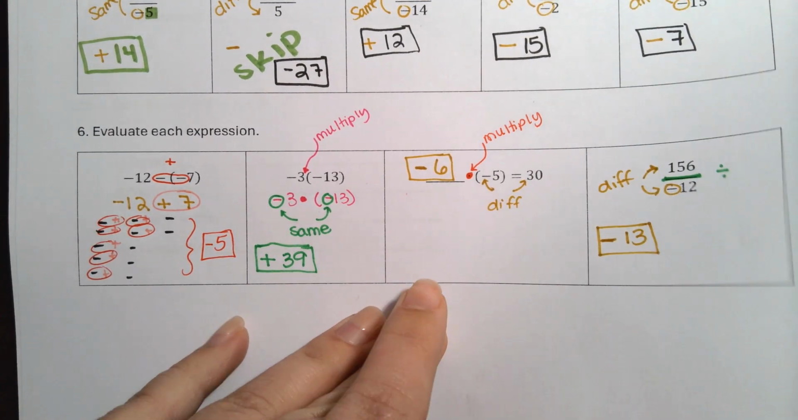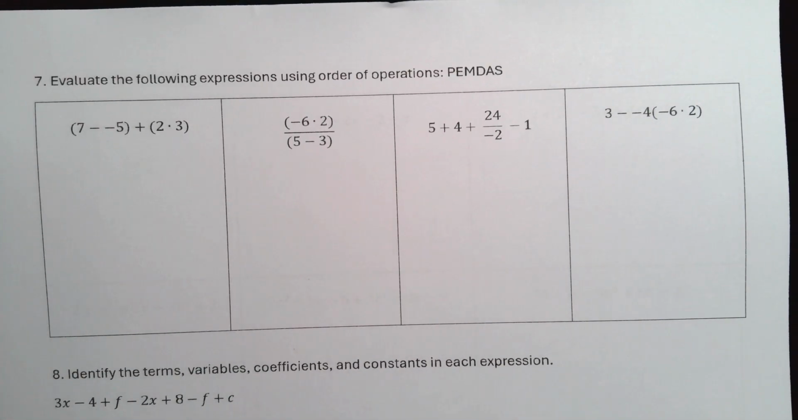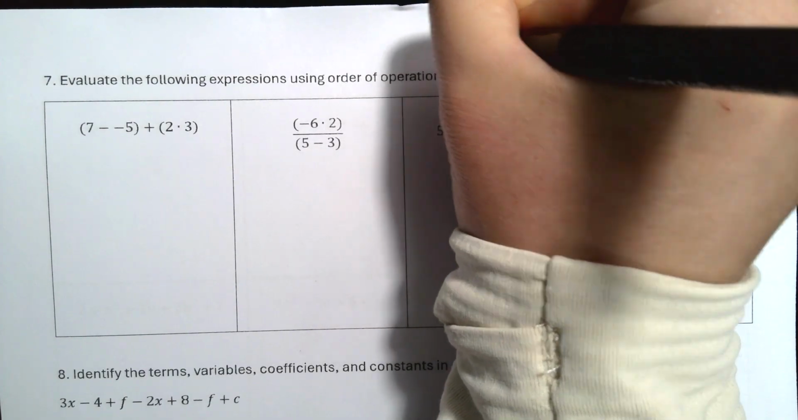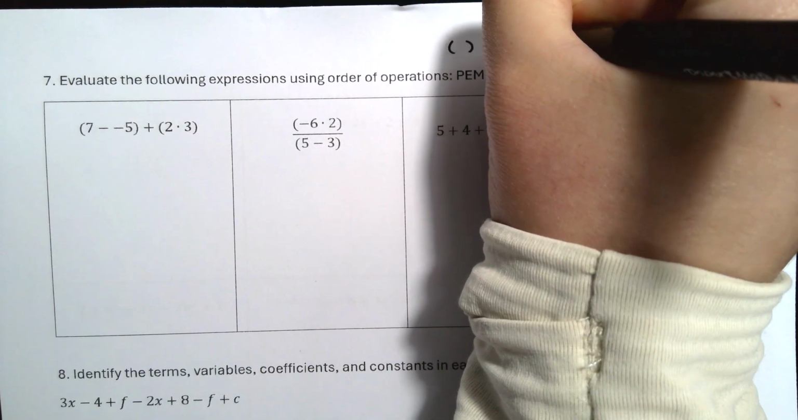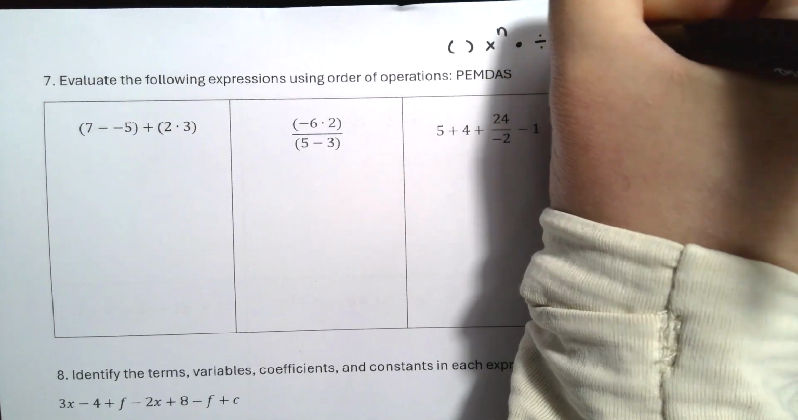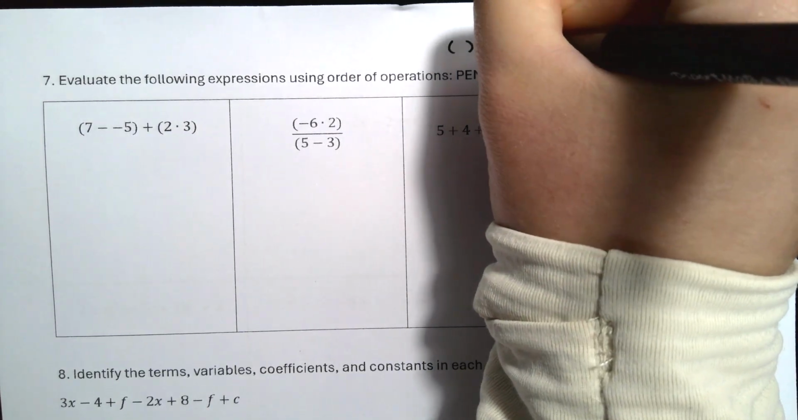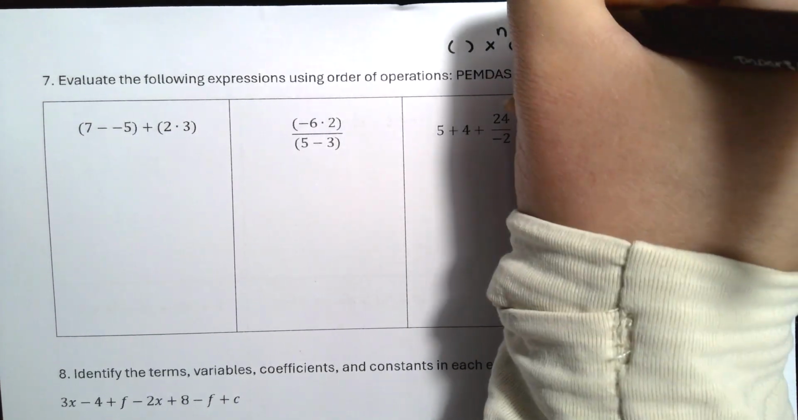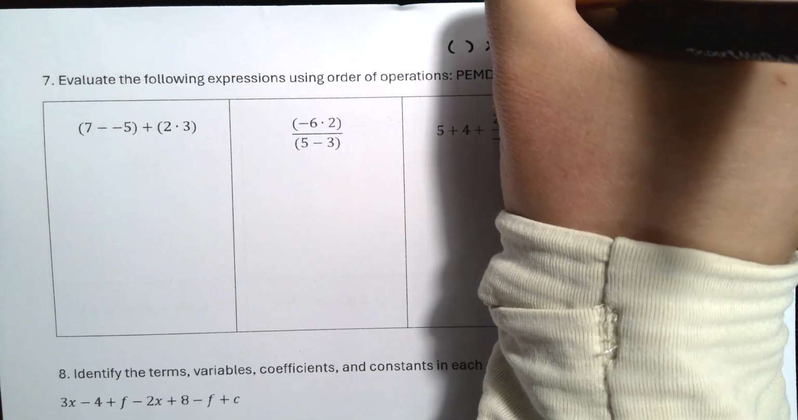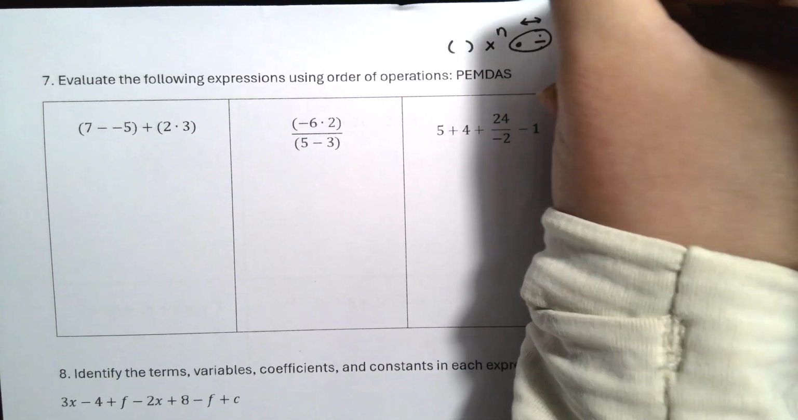Okay, moving on. Question number 7 is asking you to evaluate using order of operations. So that means we're going to be using parentheses, exponents, multiplication, division, addition, and subtraction. Remember, multiplication and division, addition and subtraction, we're going to go left to right. So we can switch the order of these.